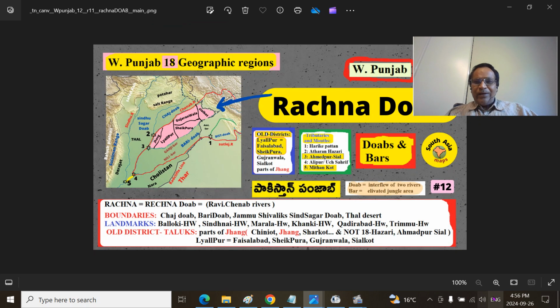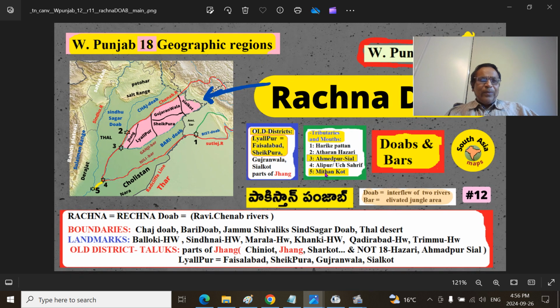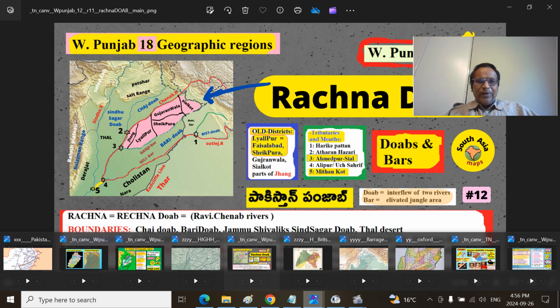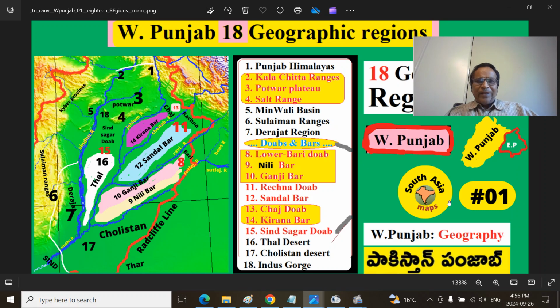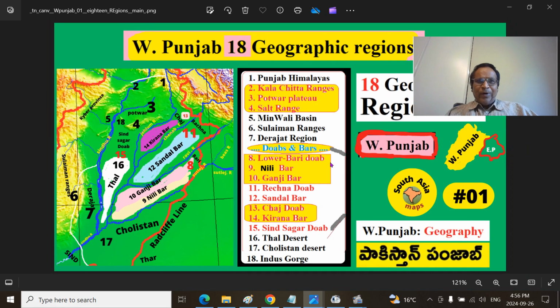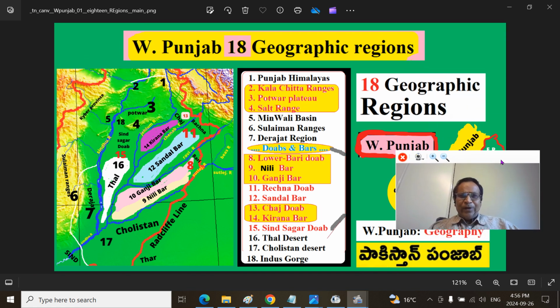And we look at what the boundaries are. Before that, Mitronam, if you look at our first presentation, I talked broadly about 18 geographic, physiographic regions of West Punjab, and that will give you a very broad view. If you conceptualize this map, the boundaries and adjoining areas are very, very clear. You need not even memorize it. So we are talking about number 11, that is the Rachna Doab. Inside the Rachna Doab, we have Sandal Bar. We look at that next.